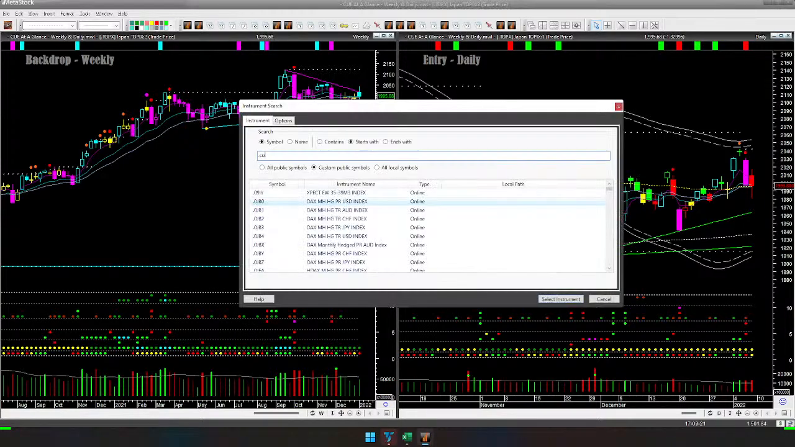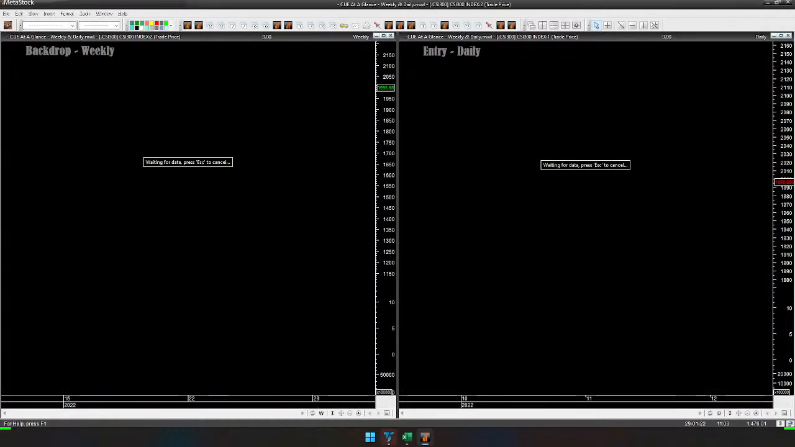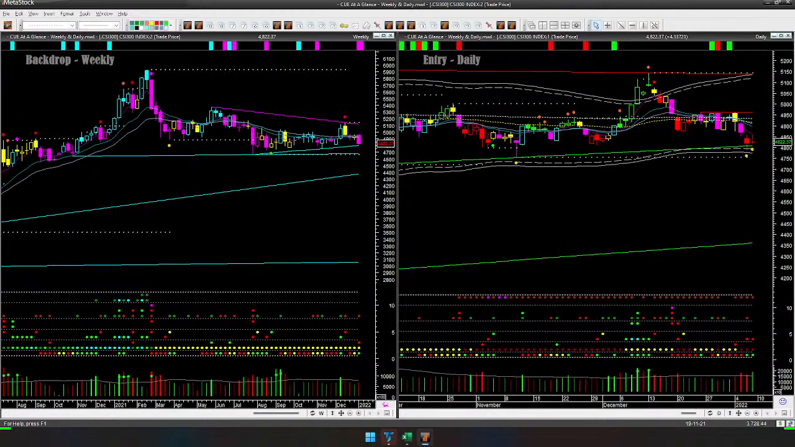China market, CSI 300 index. This is moving inside a range in the weekly, also inside a range in the daily, created by trendline resistance and support. We are not going to take any trade in CSI 300. For short-term trading, it is moving sideways.